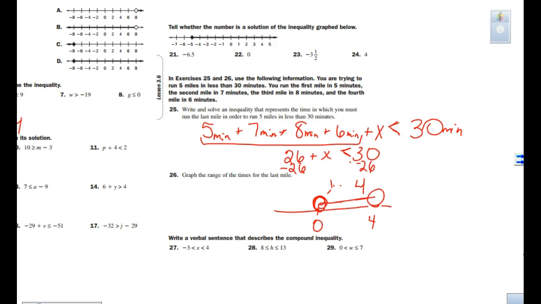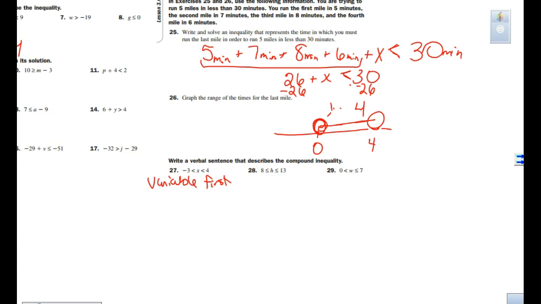So it says, write a verbal sentence that describes the compound inequality. These are tougher. So when we take a look at number 27, I always want you to read the variable first, okay? So we want to think variable first.